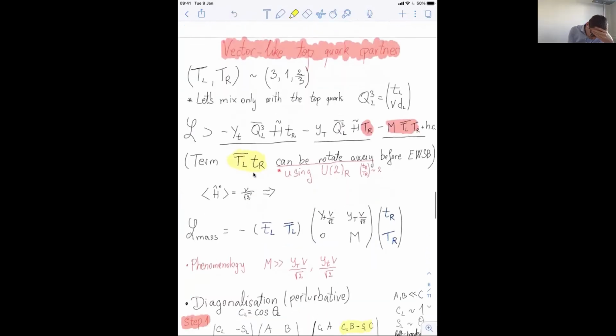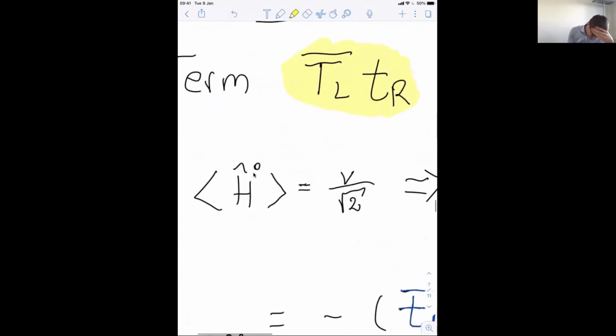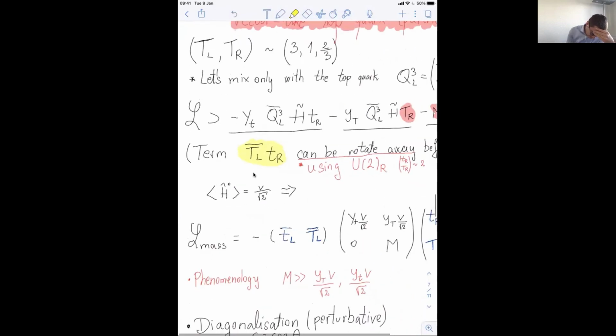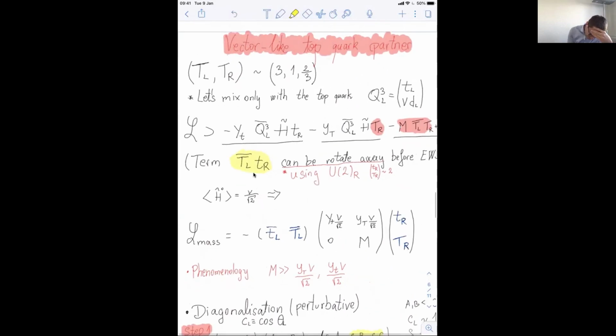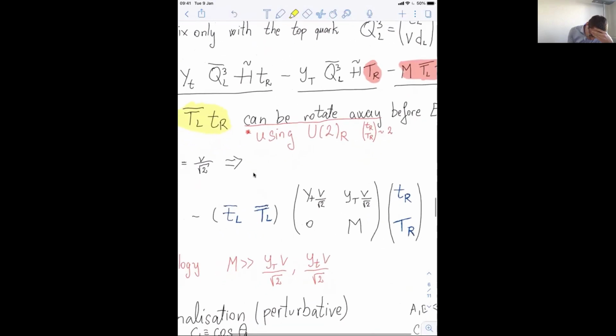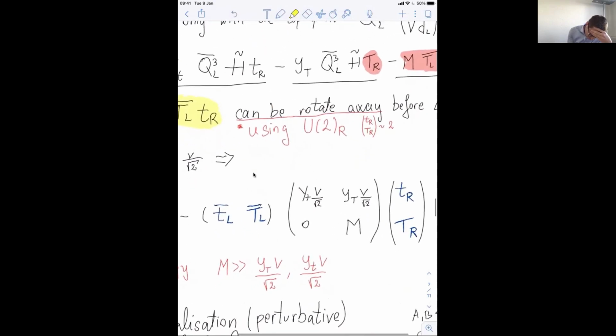Okay. Now let's do the electroweak symmetry breaking. And then you get the mass matrix. So this is the mass matrix. The right-handed fields in the column and the left-handed fields in the row. And then there is this matrix which has a 0 here. And it has these 3 terms.